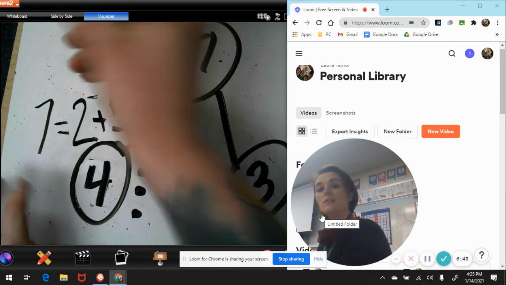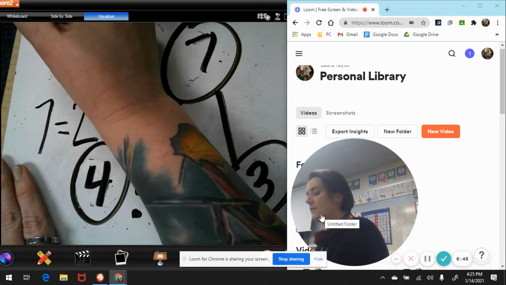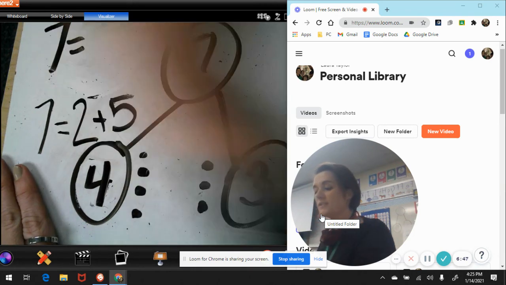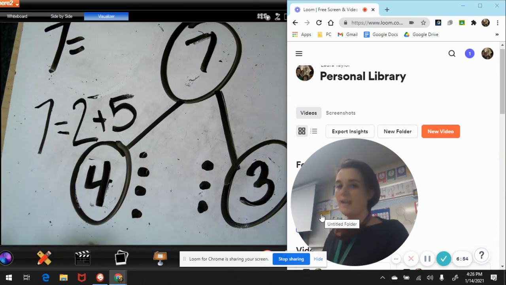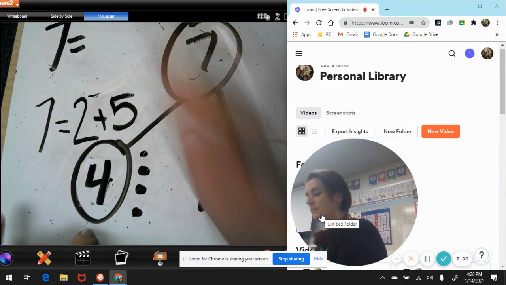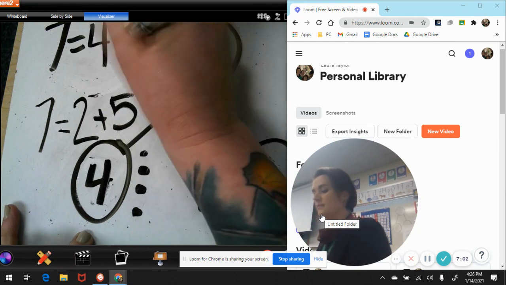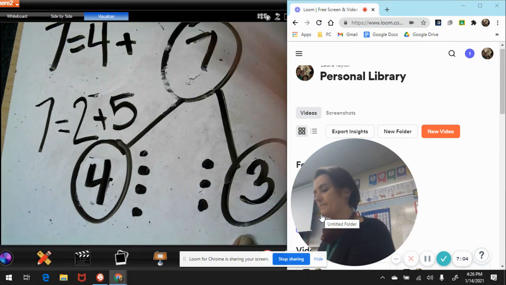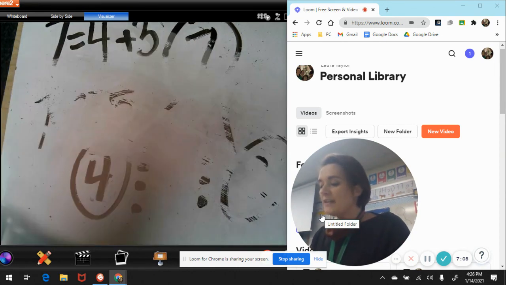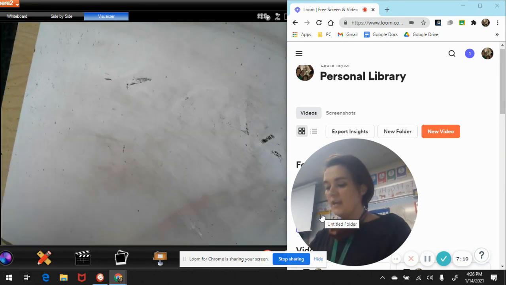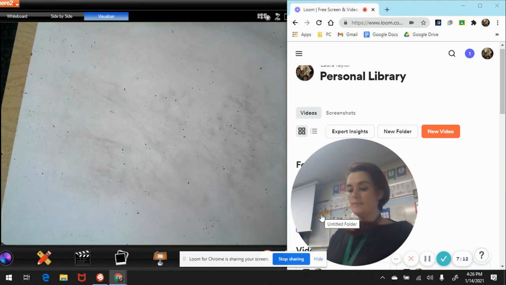Now, let's write this as a number sentence. So I'm going to start with 7. I have 7. And remember, when I do a number sentence, I'm just going to add my 2 parts. So what are my parts, friends? 7 equals 4 plus 3. Very good. So today, I just want you to practice making up stories that add up to 7.